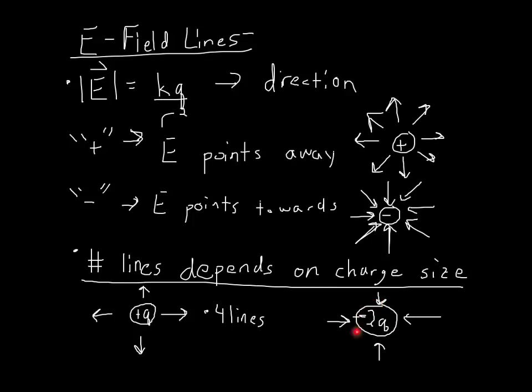That implies that it should have the same charge as this other guy that has 4 lines. It doesn't. It has double the charge. It has twice as much charge, so it needs twice as many lines. So I need to draw 4 more lines. So I have 8 lines for the negative 2Q charge. So here we should see that the number of lines depends on the charge size. A charge of Q having 4 lines means that any charge 2Q will have twice as many lines, would have 8 lines.